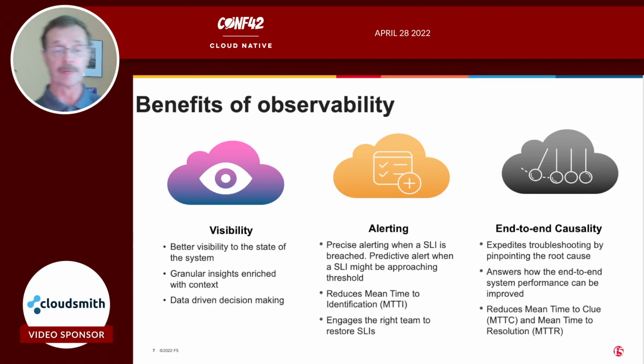But of course, observability, and you've heard this before, gives better visibility, precise alerting, and end-to-end causality. So we know exactly what happened, where it happened, why, and what the system believes was happening when it happened, which gives us a reduced mean time to clue and mean time to resolution here. So when this happens, we can also get answers when something goes wrong, and be proactive in adding that to the monitoring stack so that we can watch for it in the future.